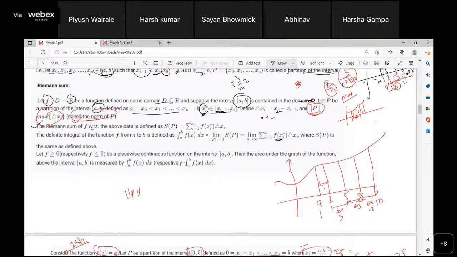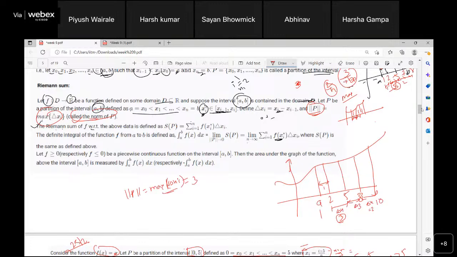So what is norm P here? That is the maximum of del of xi. So del of xi maximum is here 3, right? The norm of this particular curve from interval A to B is 3. It is the maximum del of xi. That's it. Okay. Got it. Thank you.